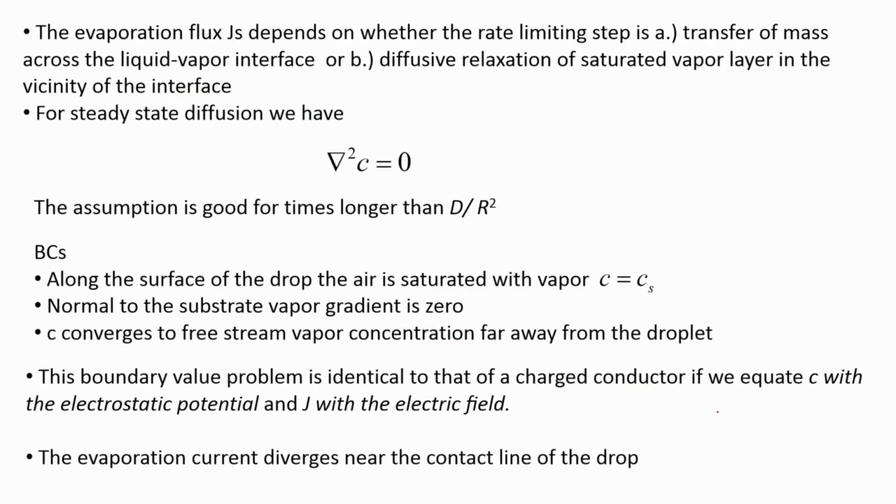Now, the evaporation flux Js, we next need to calculate, and this is very similar to the contact free droplet that we had, right. It depends on whether there are two rate limiting steps over here. One is the transfer of mass across the liquid vapor interface. The other one is the diffusive relaxation of the saturated vapor layer in the vicinity of the interface. So, one is the transfer of mass from there, the other one, as it vaporizes, is a layer that forms, where the concentration can be as high as the saturation vapor concentration, right.